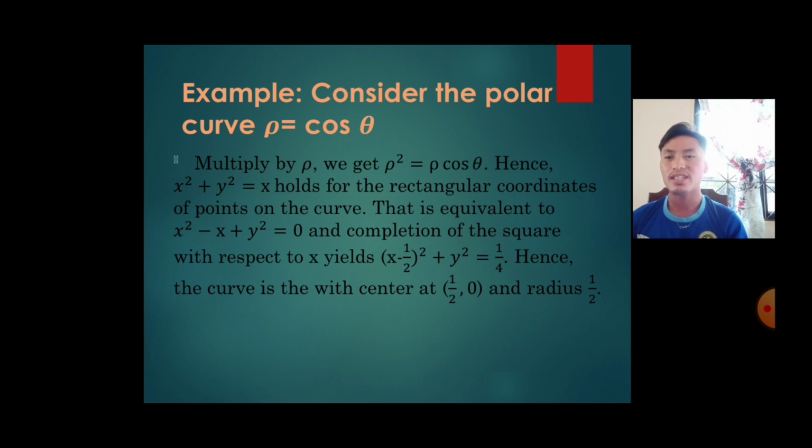Example, consider the polar curve r is equal to cos theta. Multiply by r, we get r squared is equal to r cos theta. Hence, x squared plus y squared is equal to x, which holds for the rectangular coordinates of points on the curve. That is equivalent to x squared minus x plus y squared is equal to 0. And completing the square with respect to x yields the quantity x minus 1/2 squared plus y squared is equal to 1/4.